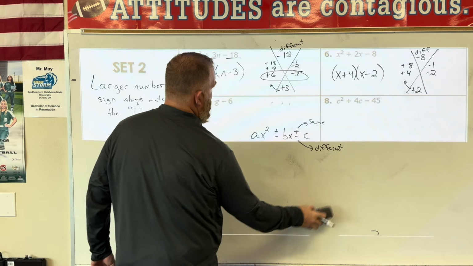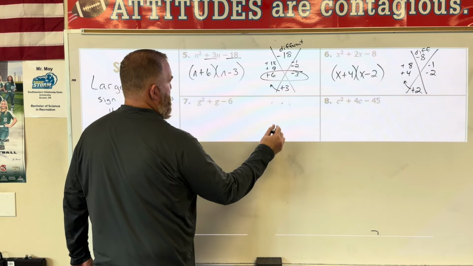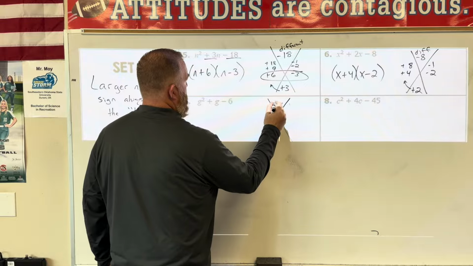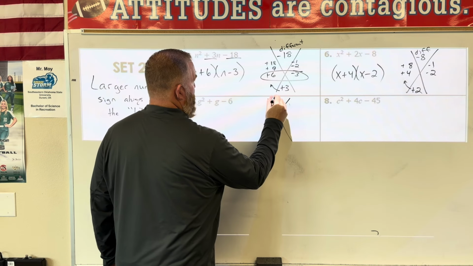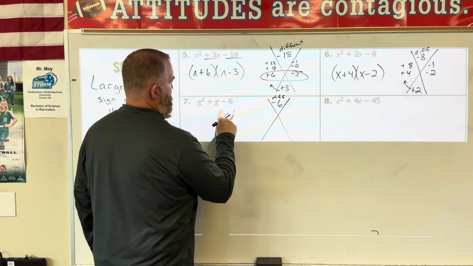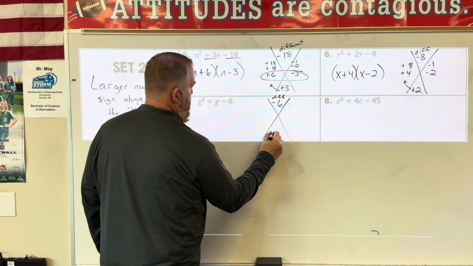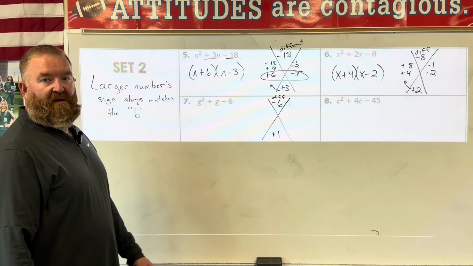Let's do number 7. Let's go ahead and do it. We got time. What's the number? What's c? Negative 6, right? Is it same or is it different? This one's going to be different. What's the number in the middle? Positive 1.